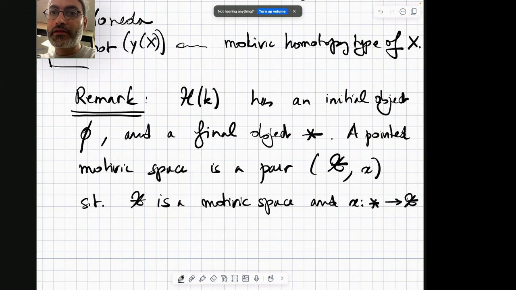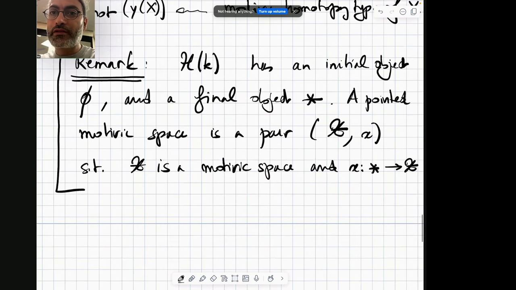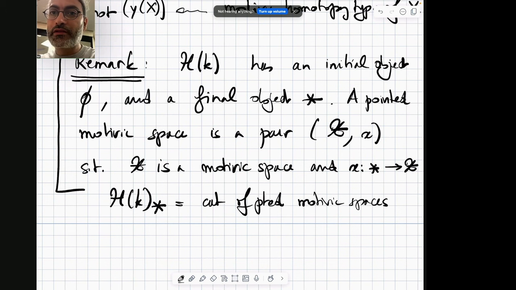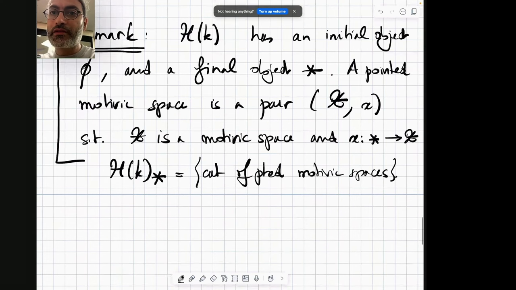And this, of course, makes sense for a much larger context. So in particular, I can also speak about pointed k-spaces, pointed presheaves, and so on. So they form a category, and we give a name to it. It's called H of k star. This is the category of pointed motivic spaces. We ask that a morphism of pointed spaces preserve the point in the obvious way.